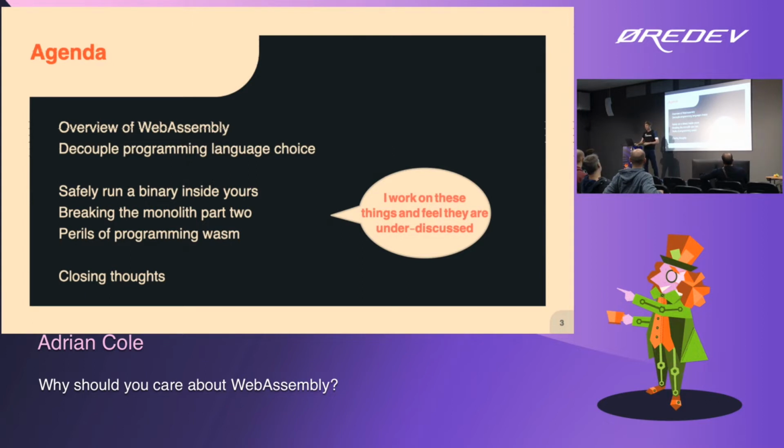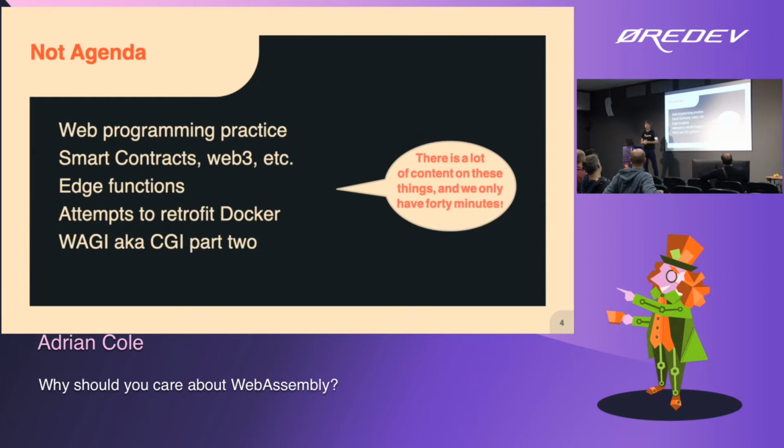So that's going to exclude a lot of things, because WebAssembly has a lot of buzz. Certainly it started in the web, so there's a lot of web programming practice. I won't have time to get into that. It's really heavy in the smart contract and Web3 space, as well as edge functions. There's a lot of buzz recently about people asking, can Docker use WebAssembly instead of container images? And even an attempt to do CGI again. These are really interesting and cool stuff, but there's only 40 minutes in this talk. You can find information on those, and if you can't, you can ask me and I'll show you how later.